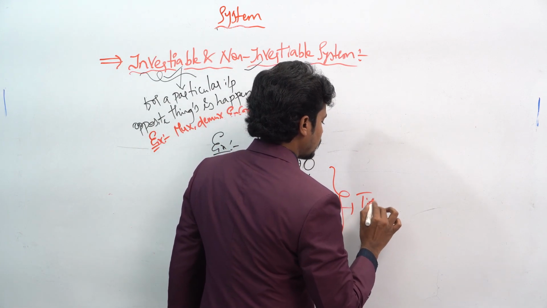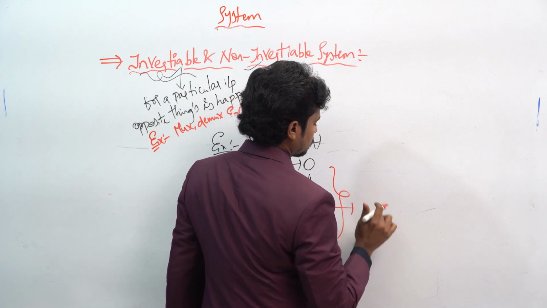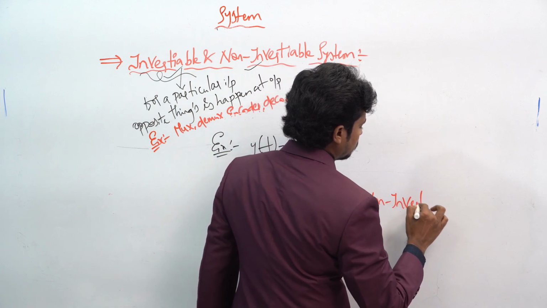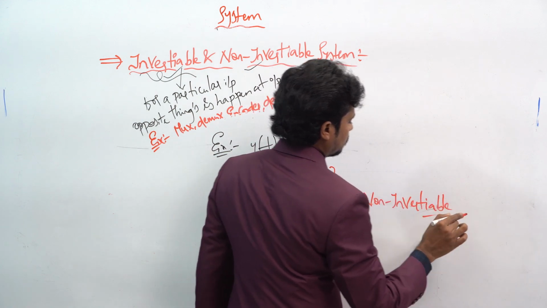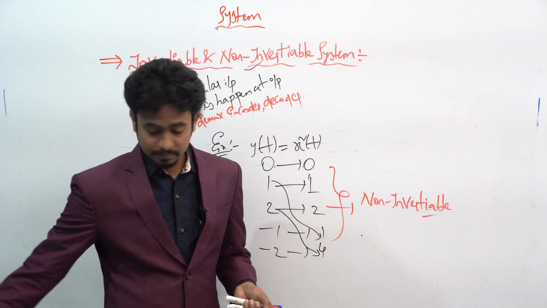It will be said to be invertible, right? Non-invertible. Then it will be said to be non-invertible. Okay, let's see one more case.